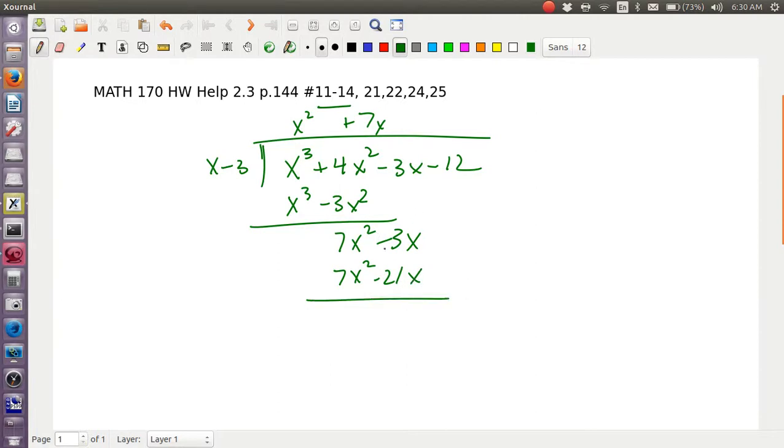Negative 3 minus a negative 21. So it's going to be plus 21. 21 minus 3 should be 18.